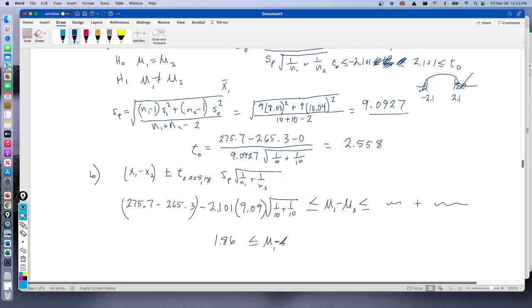Oops, minus mu2. So the difference in the mean should be somewhere between 1.86, and at the upper end, when you do all this and you add, what we end up with is 18.94. So that's a big difference, right? It could be anywhere from 1 to 18 for the difference in the mean. So it's not very narrow, but that's a 95% confidence interval, right? Two-sided. All right.